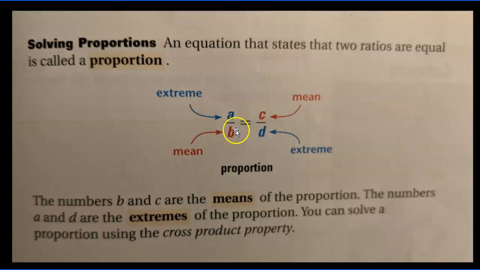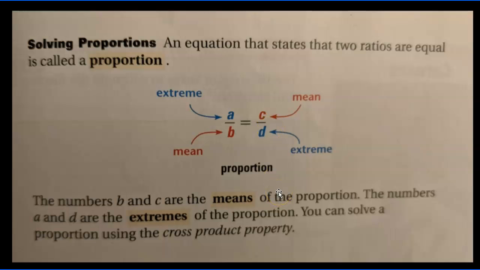Now, they've given us all kinds of numbers here. A over B, C over D. 2 ratios. The numbers B and C, bottom number on the left, top number on the right, are the means. The extremes is the top number on the left, bottom number on the right. Those are the extremes. And the reason they've colored them for us is because we can multiply the B times the C and the A times the D.